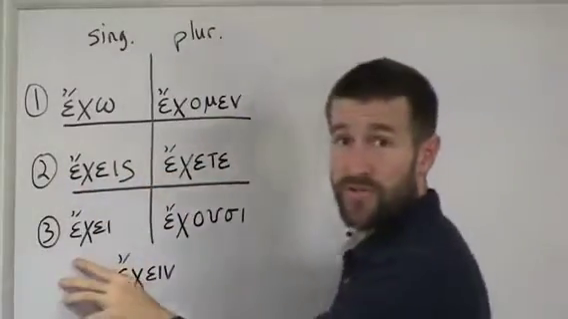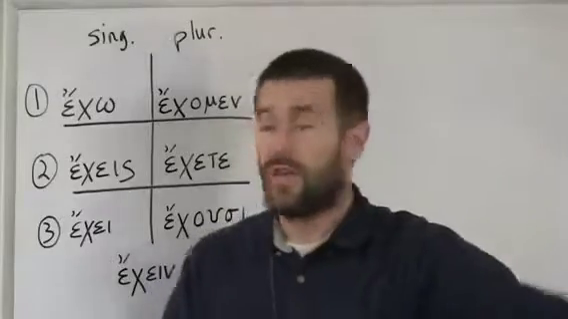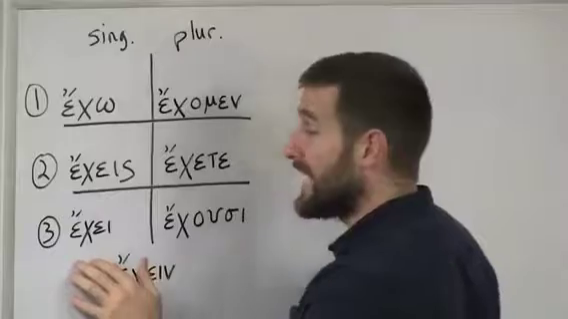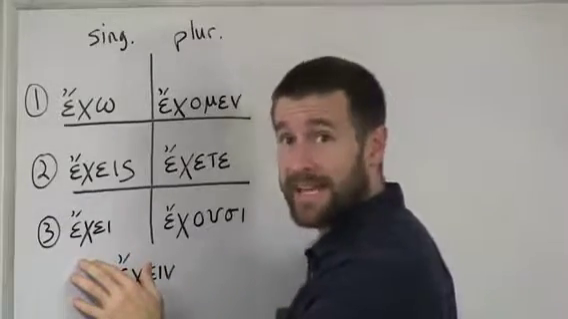Then we have third person. Third person is when we're talking about someone else. So this would be he, she, or it has. He, she, or it has is echi, all right, echi.